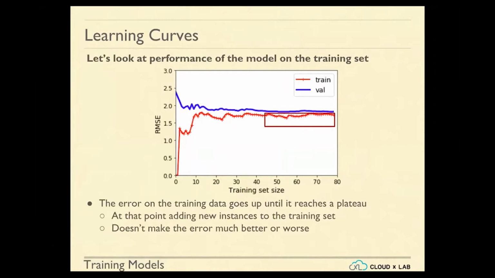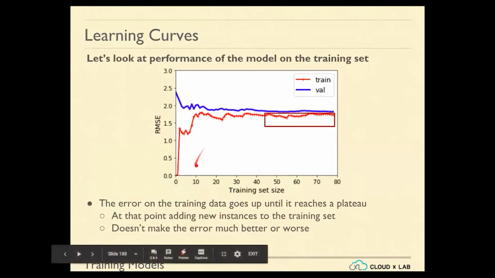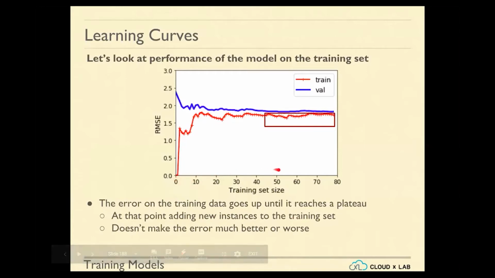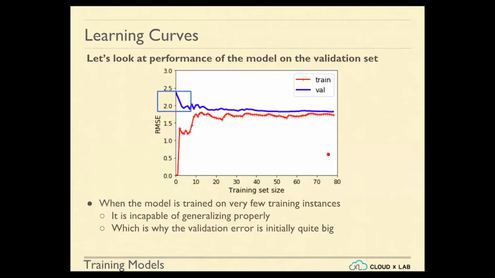If it had been an algorithm like a decision tree, probably the training set error would have been really low like this, and the validation error would be really high.